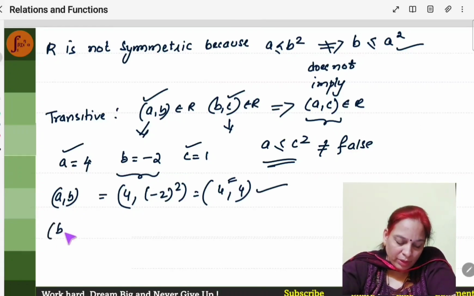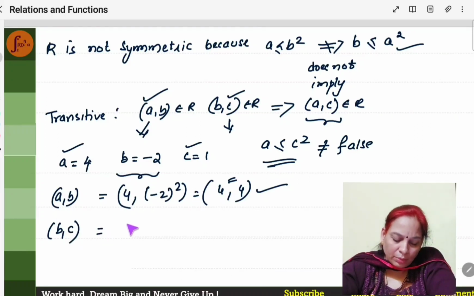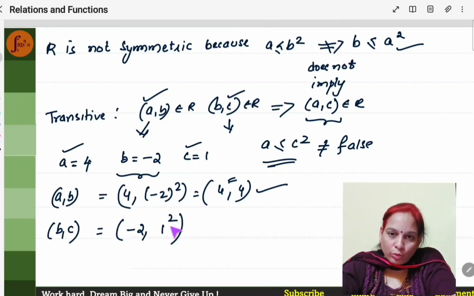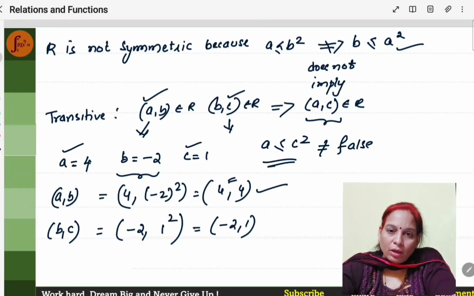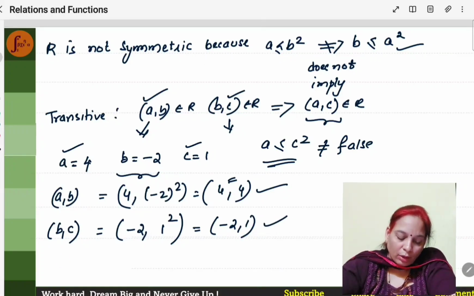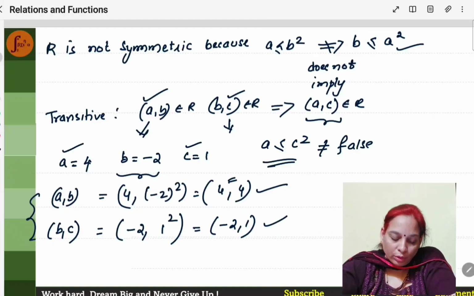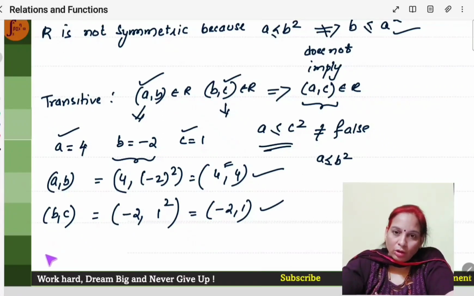Now the second one will be B, C, right? We'll take B as -2 and C as 1, but we have to put 1 square because the second element should be the square of the element. So minus 2 and 1 square, which is going to be minus 2 and 1. Now, is minus 2 less than or equal to 1? Yes, this is true.